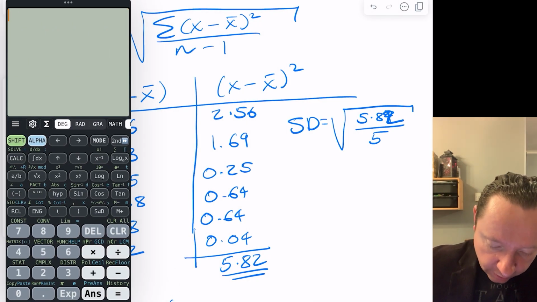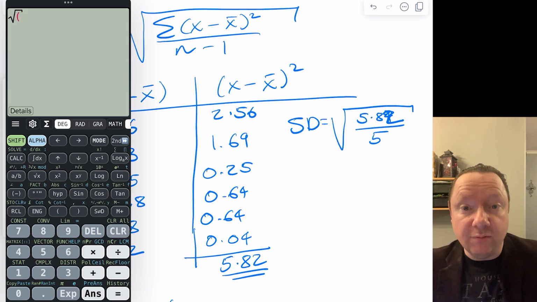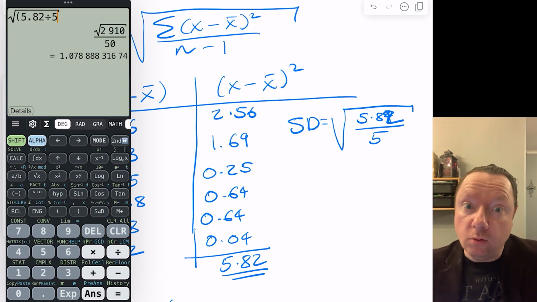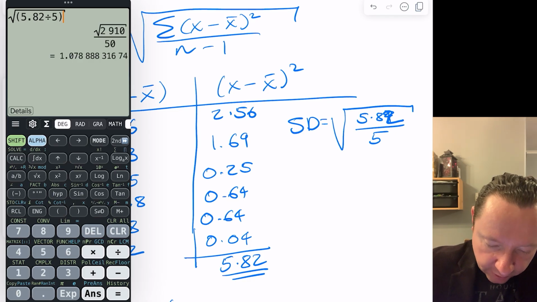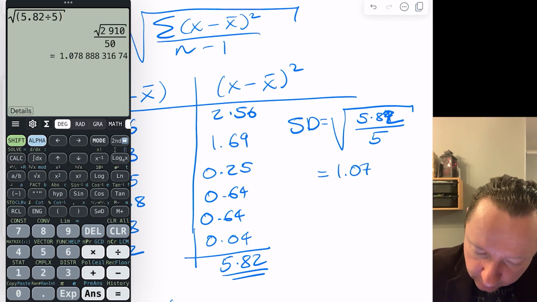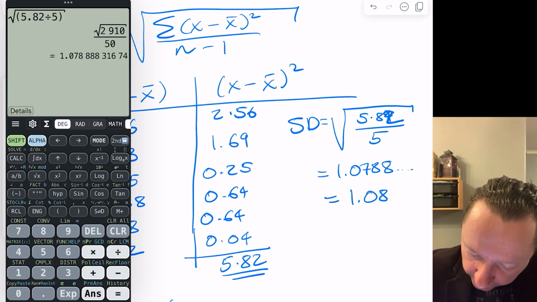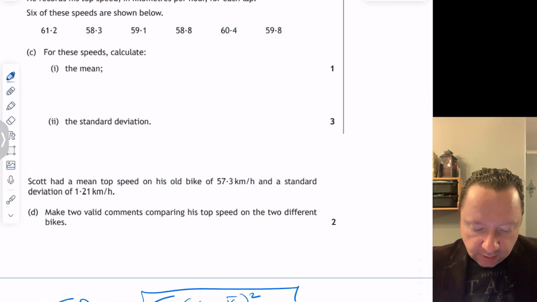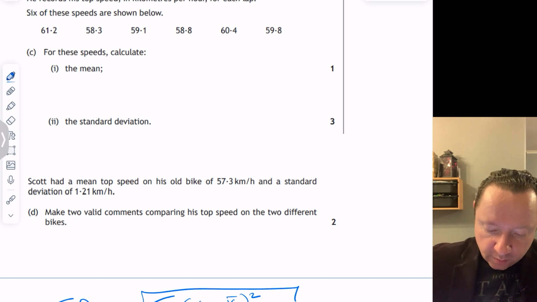Now, if you're doing it in a calculator, that's what I'm doing. I put a square root. I make sure I open a bracket, so I do my divide inside the bracket. 5.82 divided by 5. If you don't open that bracket, the calculator will do the square root of 5.82 first. So be very careful. 1.078. And it goes on for a bit. So I'll just round that to 1.08. Again, kilometers per hour if you want for units. And we're done there.